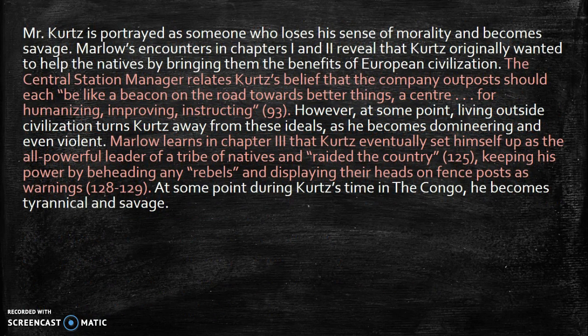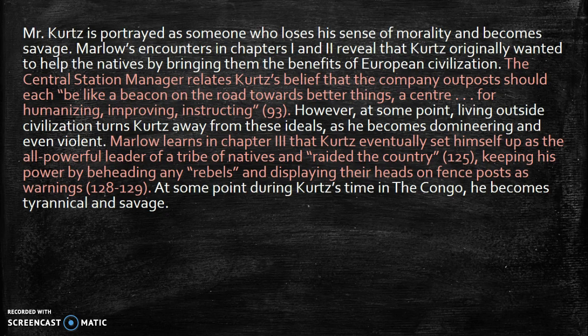Mr. Kurtz is portrayed as someone who loses his sense of morality and becomes savage. Marlowe's encounters in chapters 1 and 2 reveal that Kurtz originally wanted to help the natives by bringing them the benefits of European civilization. The station manager relates Kurtz's belief that the company outposts should each, quote, be like a beacon on the road towards better things, a center for humanizing, improving, instructing. However, at some point, living outside civilization turns Kurtz away from these ideals, as he becomes domineering and even violent.